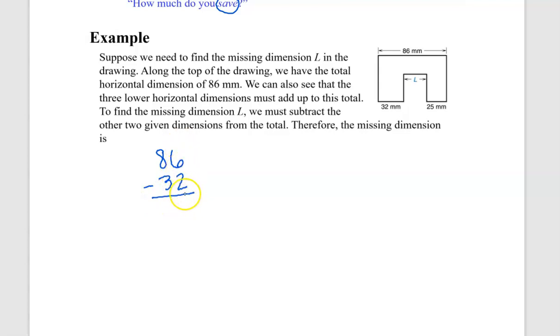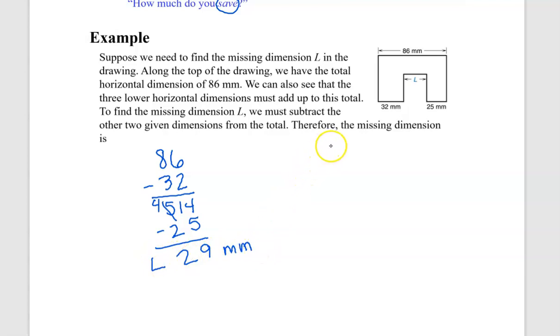Okay, that's going to give me 4. 8 minus 3 is going to give me 5. So I took 86, I subtracted off the 32. I'm looking for L. I also have to subtract off the 25. Okay, can't do 4 minus 5, so I'm going to borrow from the 5 and make that a 14. 14 minus 5 is 9. And 4 minus 2. Okay, and so 29 millimeters is going to be what L is.